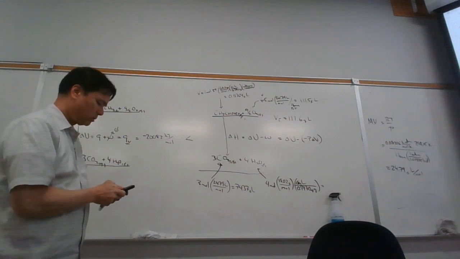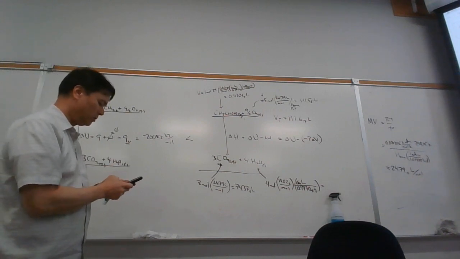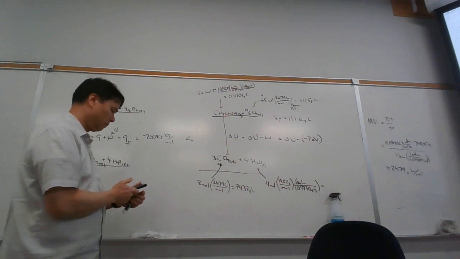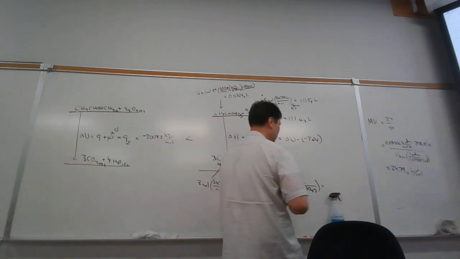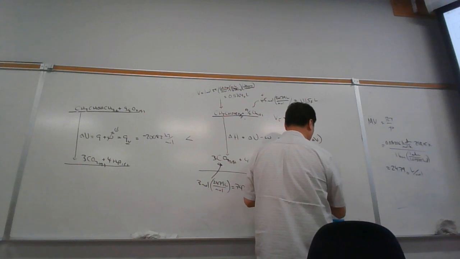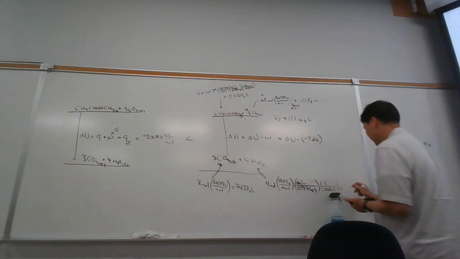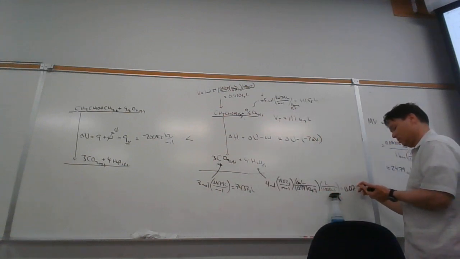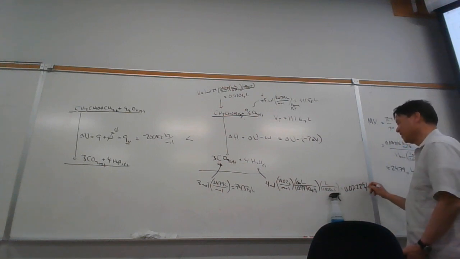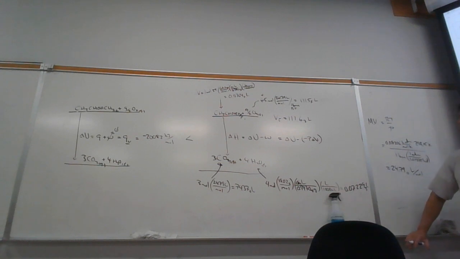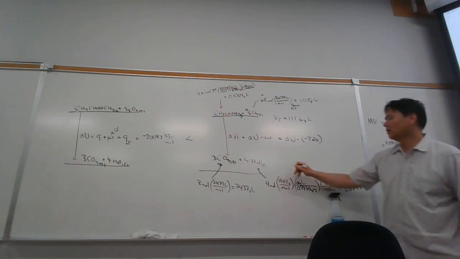And so we have 4 times 18.02 divided by 0.99704. Oops, and I need to convert this to liters. 0.07223 liters. So we can calculate our V final.